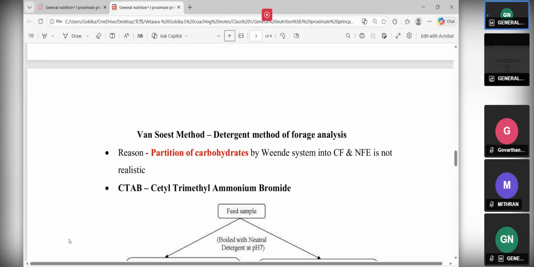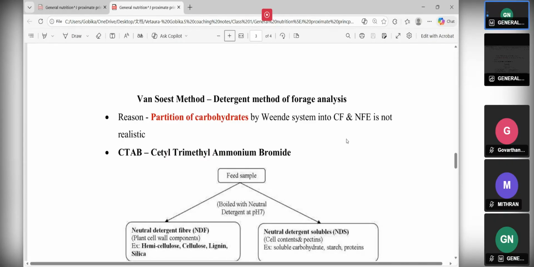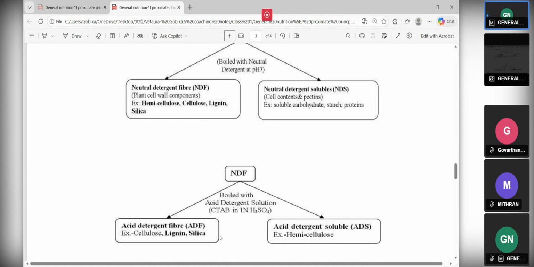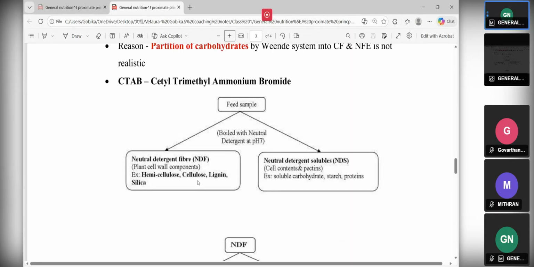Here, specifically, it is designed for partitioning of carbohydrates, which is not done in our Weende system, because in the Weende system they have mentioned only crude fiber, that is insoluble carbohydrate, and NFE, that is soluble carbohydrate. They are not clearly partitioning the carbohydrates into various components. So the scientists have designed this system for partitioning these components into neutral detergent fiber and neutral detergent solubles, followed by acid detergent fiber and acid detergent solubles, to easily know the digestibility of the carbohydrate present in our feed sample.